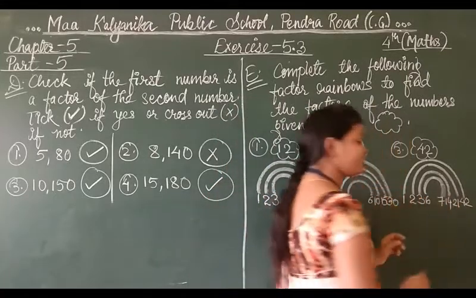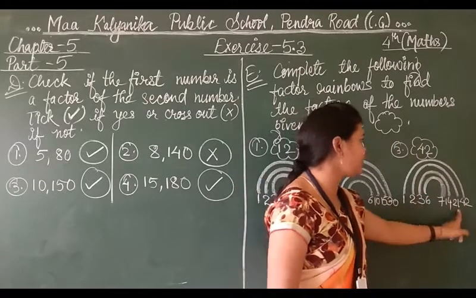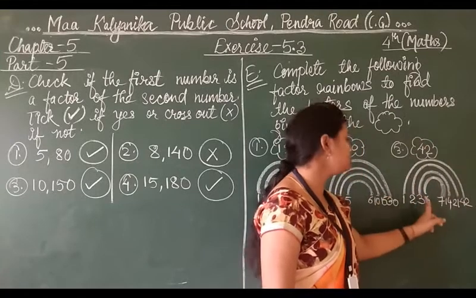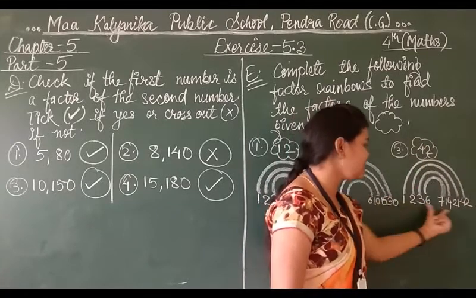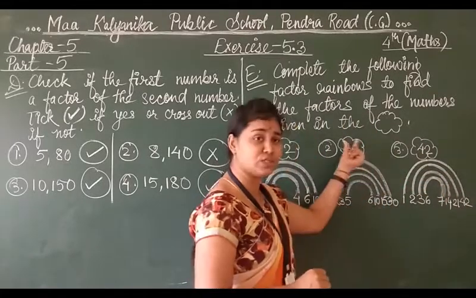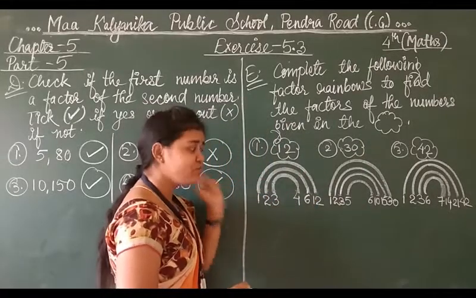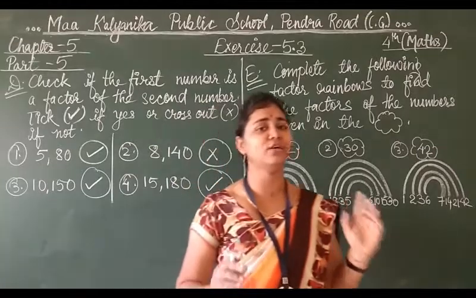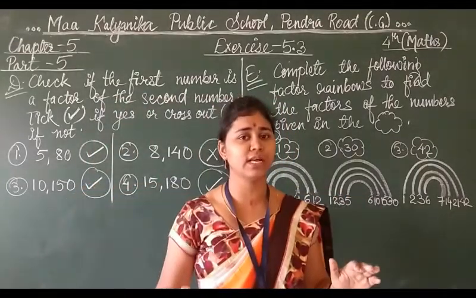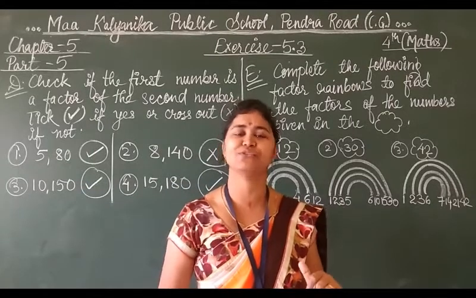So students, here we are completing. See, 1 42 is 42, 2 21's are 42, 3 14's are 42 and 6 7's are 42. Means these all are factors of 42, and these all are factors of 30, and these all are factors of 12. So using the factors rainbow also we can find the factors. So see students, exercise 5.3 is clear to you, I think, and please complete your notebook by watching this video. Thank you for watching.